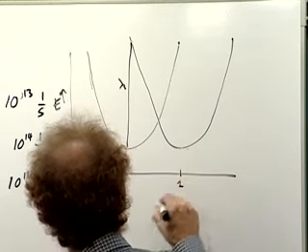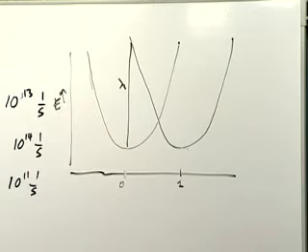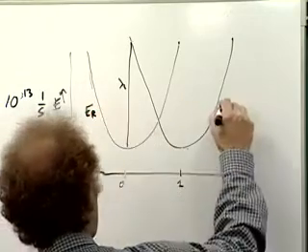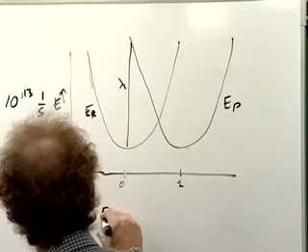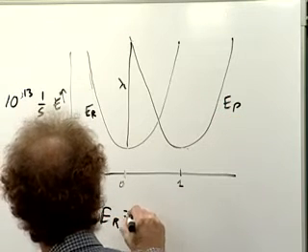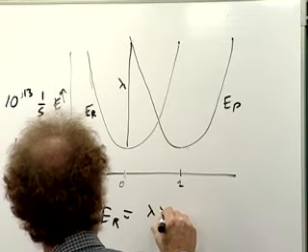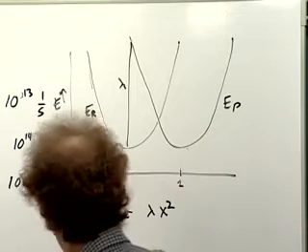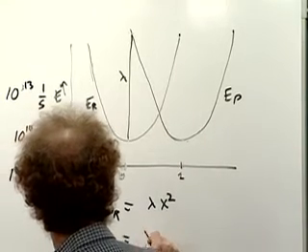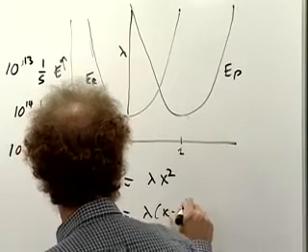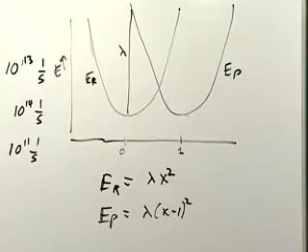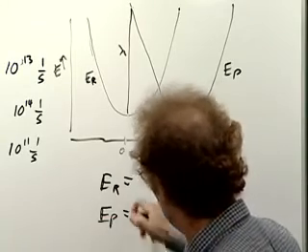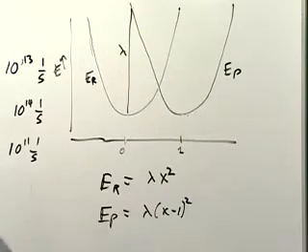And I'll arbitrarily set my axis as 0 and 1. And I'll call this my energy of my reactants, and this is the energy of my products. And the energy of my reactants is going to be equal to lambda x squared. And the energy of the products is going to be equal to lambda (x minus 1) squared. Okay? And you can see that when x is 0, the energy of the product is exactly lambda, as I say it should be.